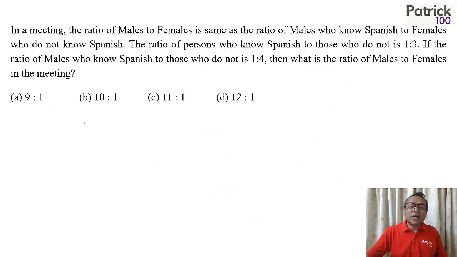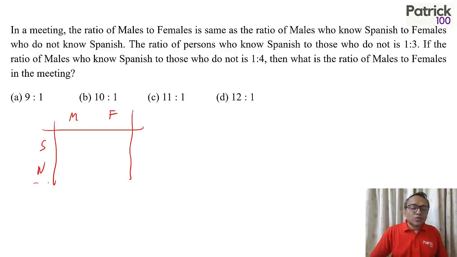Males to females and knowing. So you can draw a 2 by 2 matrix: male, female, Spanish, not Spanish. They've said the ratio of males to females, let's say A is to B, is same as the ratio of males who know Spanish. So this is A is to B, so if this is XA, this will be XB, the ratio is A is to B.